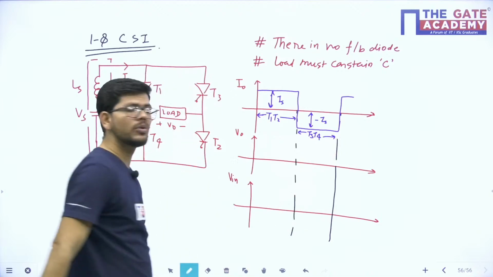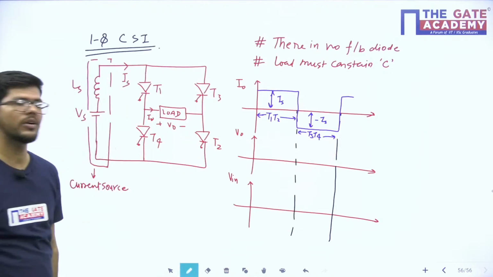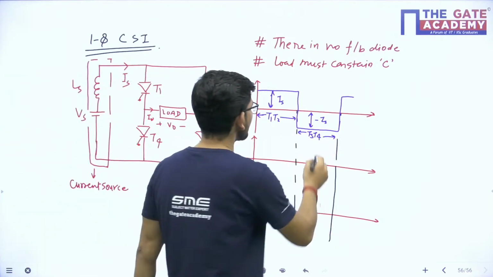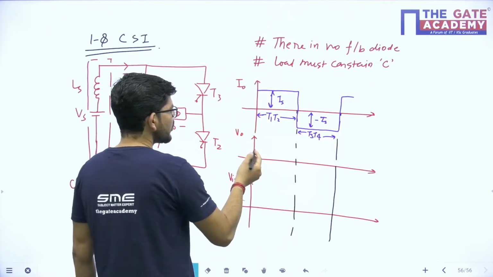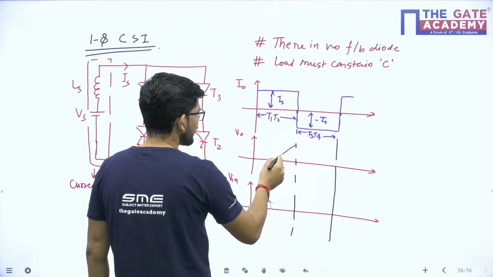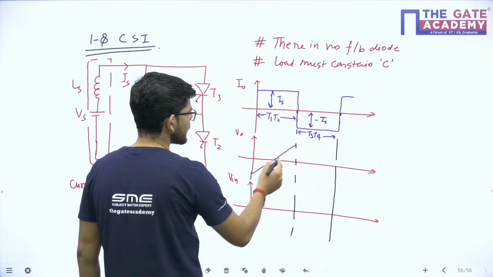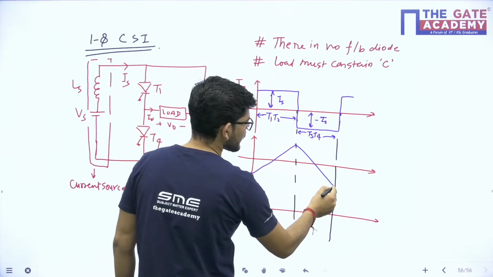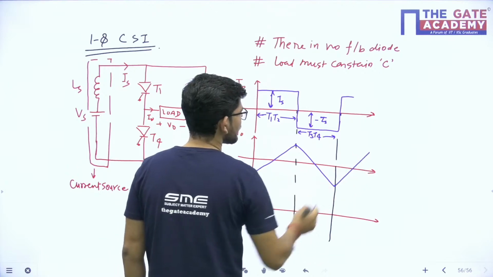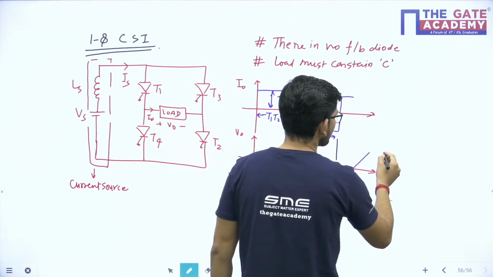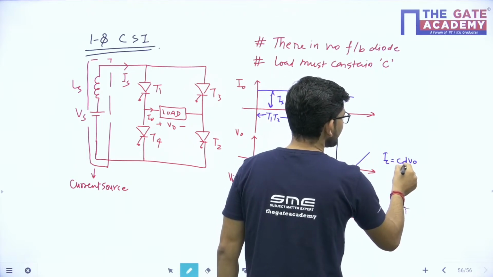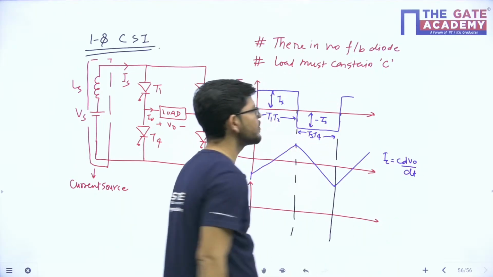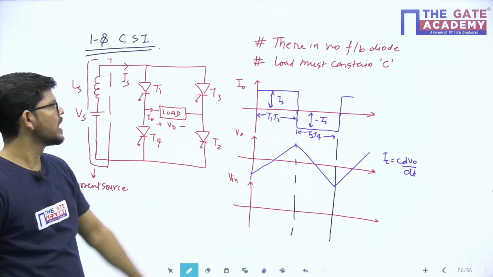When T1 and T2 are on, I naught equals Is, and when T3 and T4 are on, I naught equals minus Is. What will the voltage waveform be? The voltage waveform will be like this. How are we getting this particular waveform? See, across C, IC is equal to C dV naught by dt. By using this formula, I am getting the output voltage.